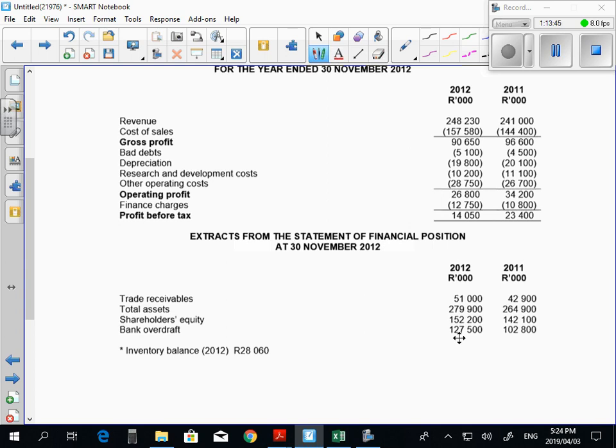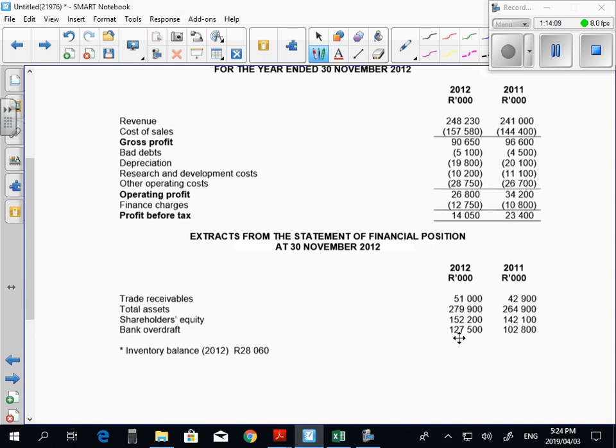Even though I'm making a profit, I'm not necessarily generating cash. And the cash hasn't gone to replace assets, because I can see it hasn't gone to replace assets because of my depreciation balance. Which means what? Cash flow is really, really poor here.